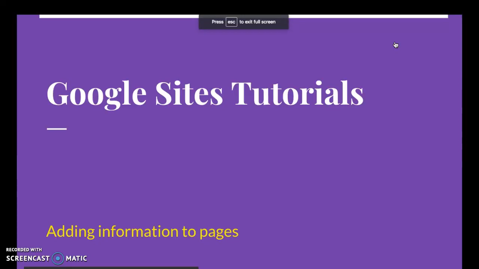The fourth Google Sites tutorial is adding information to pages. Now the goal of this playlist is to simply do a basic setup of your Google site. So this next tutorial will be simply adding basic information such as contact information or class information using a text box to your Google site.